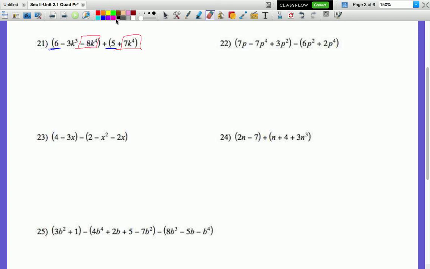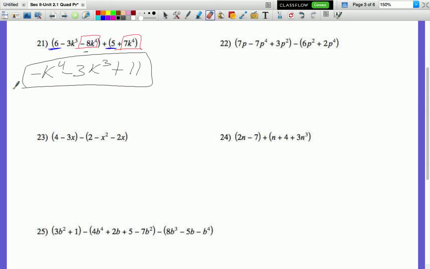Now remember, the rule does apply. We have to have the variable with the highest exponent come first. So I'm going to take negative 8k to the fourth plus 7k to the fourth and get negative k to the fourth. Next, since I can't add anything to k cubed, it just comes down as negative 3k cubed. Next, I take 6 plus a positive 5 and get 11. My highest exponent is first.